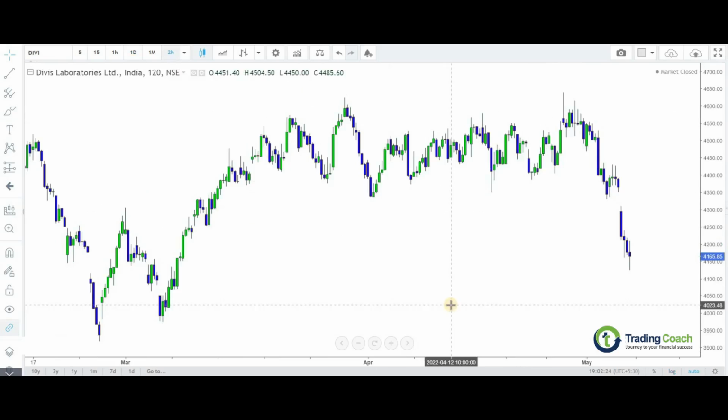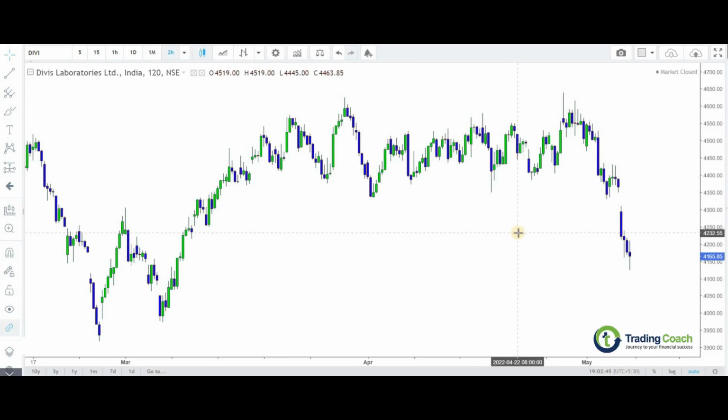Now what we can do is look at something more simple. The currency prices were a little cluttered for us, so let us look at some examples in this Divi's Laboratories 2-hour time frame. If you look at the stock prices right now, here also we can see something like a distribution phase which is actually going on over here.